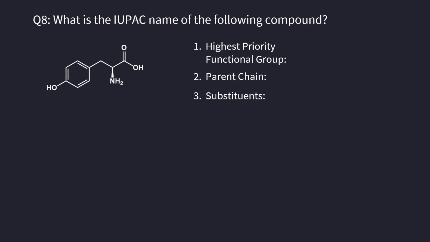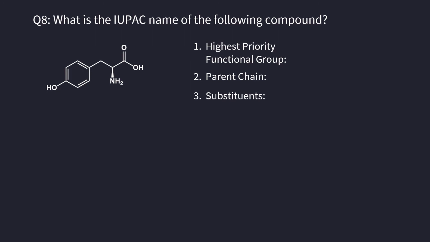For our last example, let's find the IUPAC name of the following compound. Notice we have a stereocenter. We'll have to identify its configuration later. For now, let's go through the same motions as before. So let's identify the functional groups.